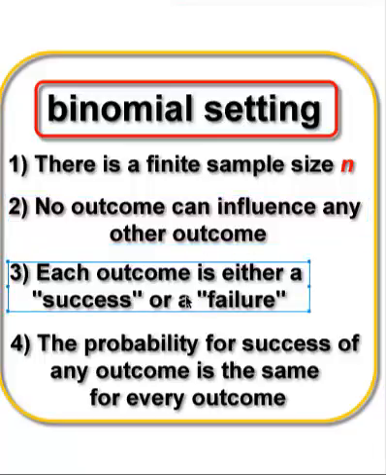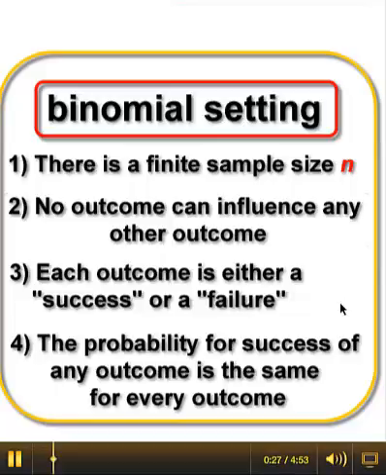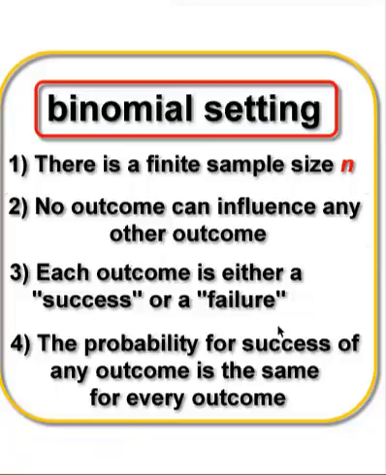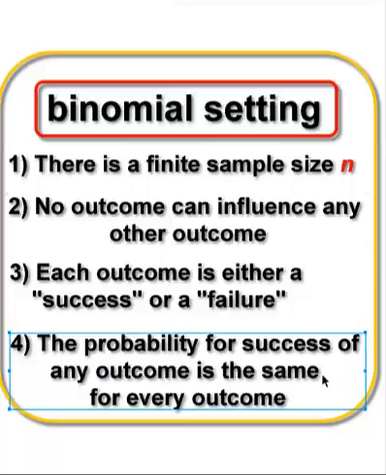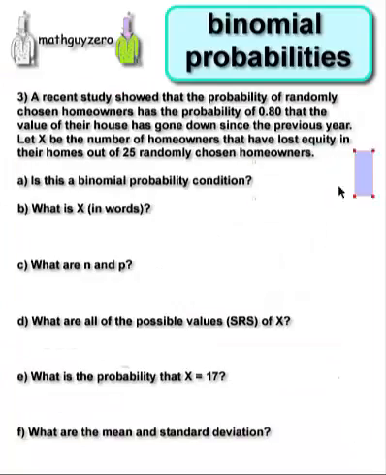Okay, so each outcome is either a success or a failure. So yes, each person called would either have lost money in their house or not. And the probability for success in this case, losing money in their house, is the same for everybody. It's 0.8. So that part is true. So we do have a binomial setting. Bam. So what is X in words?